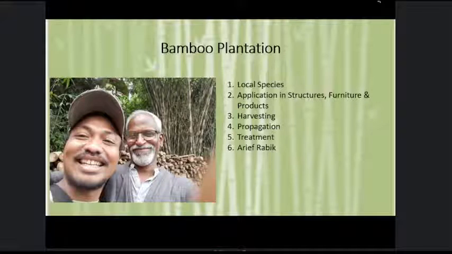Then after harvesting, we also did propagation, because after you clean the bamboo, there are certain nodes that give you the base and foundation for propagation. So we also did how to grow the seedlings.